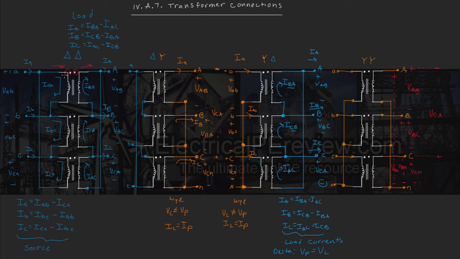It also sets your polarity for your voltage. The dot is going to be where your positive voltage reference is. The minus is going to be where there's no dot. So in this case, this would be our plus VBA. And on our load side, here's where our plus VAB minus would be.